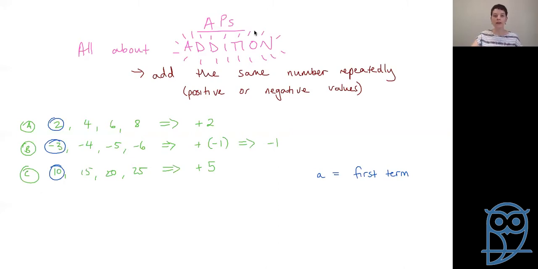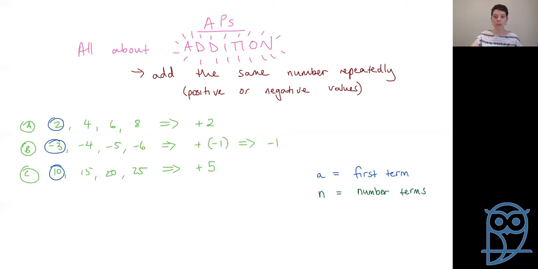There is always an N, which is our number of terms. Sometimes we don't know it, but there is always a certain number of terms. In each case here, we have 4 terms. So N equals 4 for sequence A, B, and C.